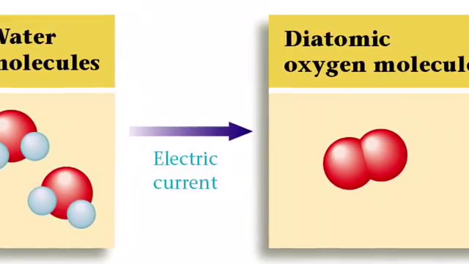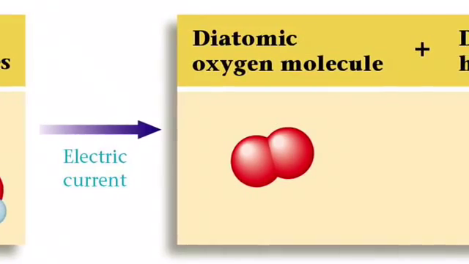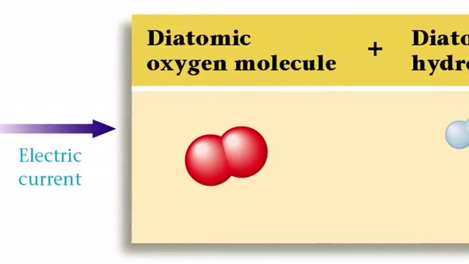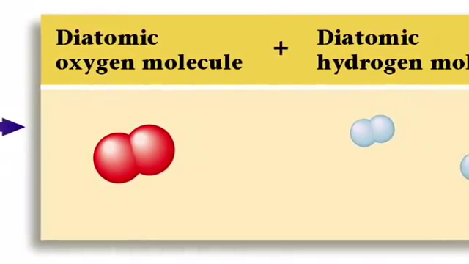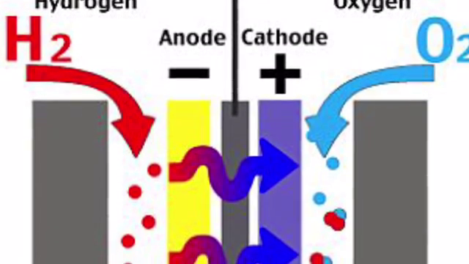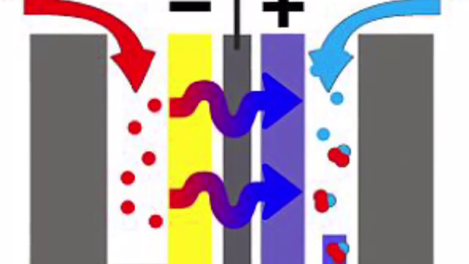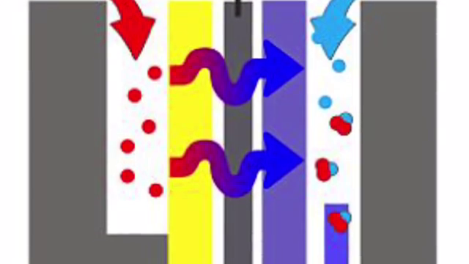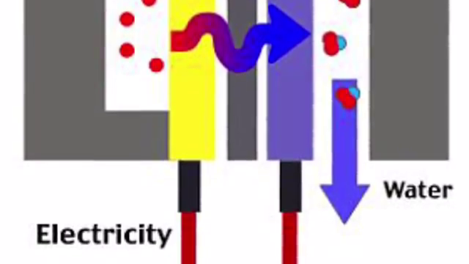Here we have the decomposition of water, whereby water is split into diatomic oxygen molecules and diatomic hydrogen molecules by passing electric current through the water. This is what we studied before, called electrolysis. It's interesting to note that the opposite reaction, where hydrogen reacts with oxygen to create water, is actually the basis for hydrogen-fueled cars. And the nice thing about hydrogen-fueled cars is that the only waste is water.